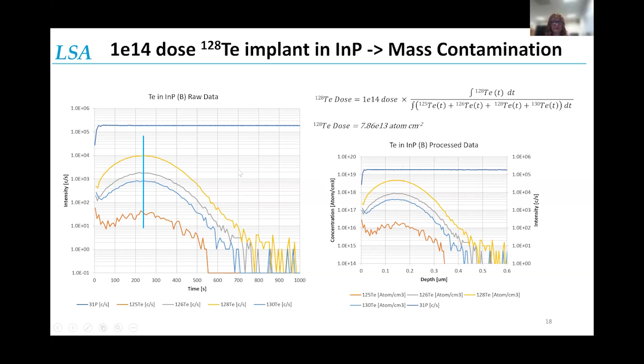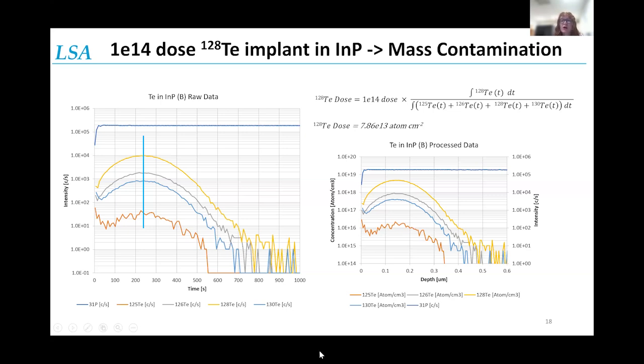And it's really important, if you're getting implants done, that you know whether you've got mass contamination present, because all of these different masses can contribute to electrical measurements. So you could get discrepancies between your electrical measurements and your SIMS measurements, because if we just run 130 tellurium, we will get a different amount of tellurium present, but this would be much lower than your electrical measurements, because all of the tellurium implants are contributing to this.